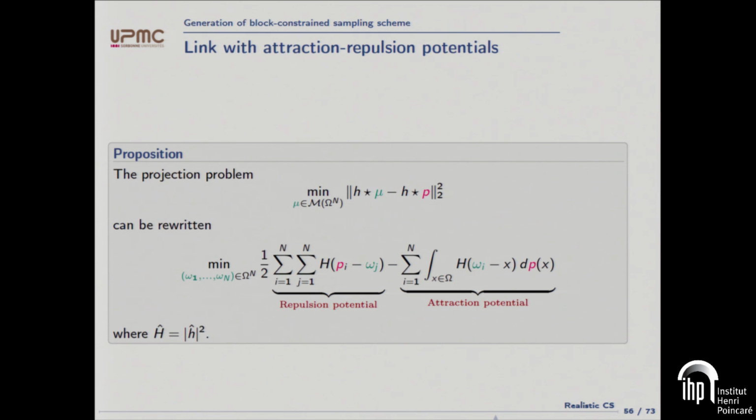And here, sorry, there is a typo. That should be a W here. So Wi minus Wj. This repulsion potential will ensure that you don't have two Dirac masses too close, because you should cover the space. So you should repulse the Dirac masses locations.